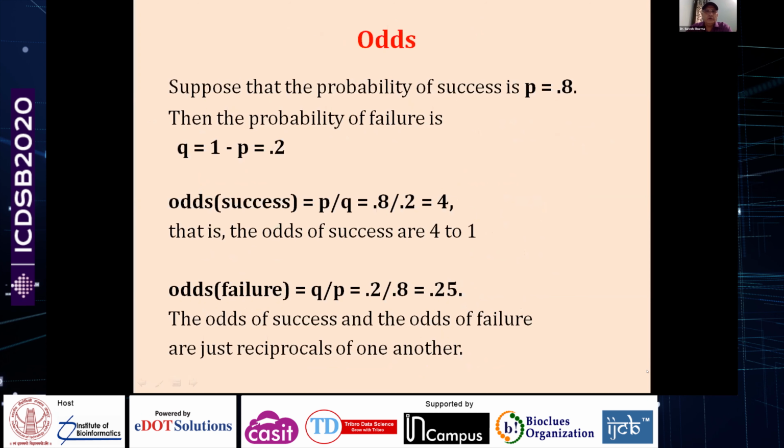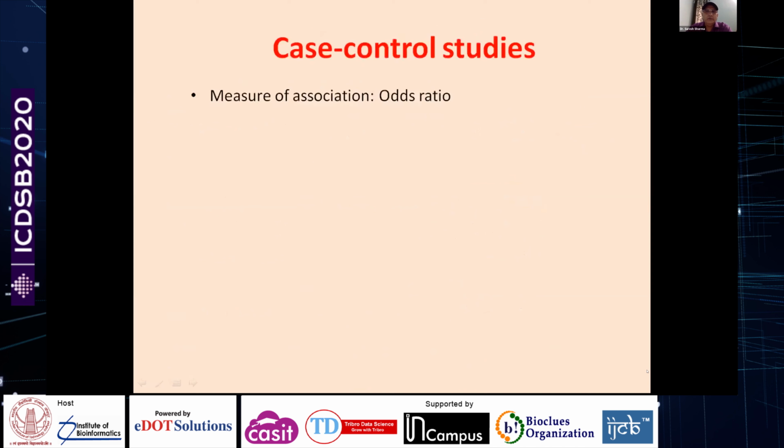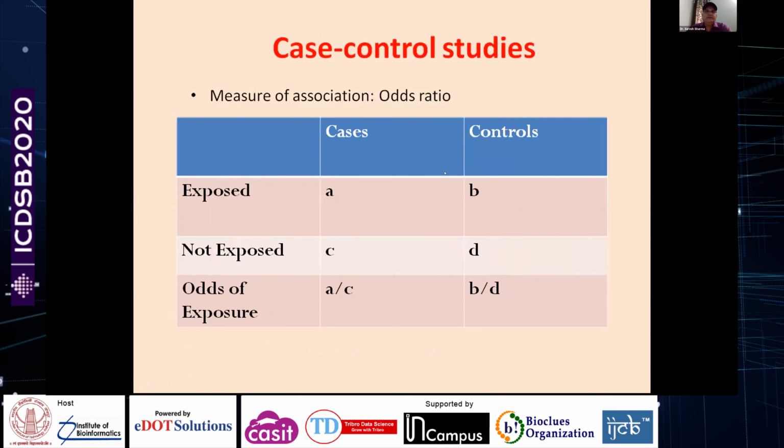And the odds ratio, people also get confused with the odds ratio. Let me give you a simple concept here. They are generally used in case control studies. Let's say this is exposed cases, non-exposed cases. You have cases and controls. You have A, B, C, D. These are the frequencies. You look at the odds of the exposure, A divided by C.